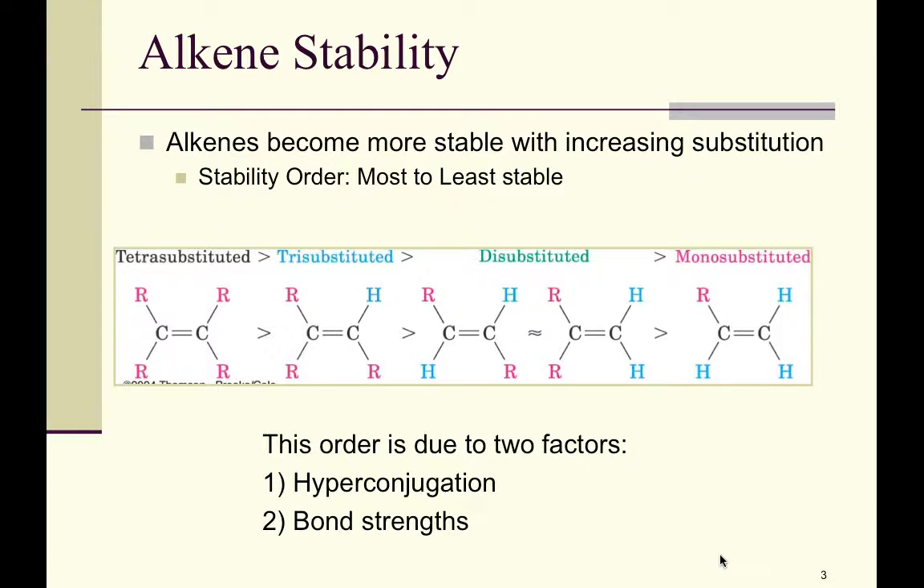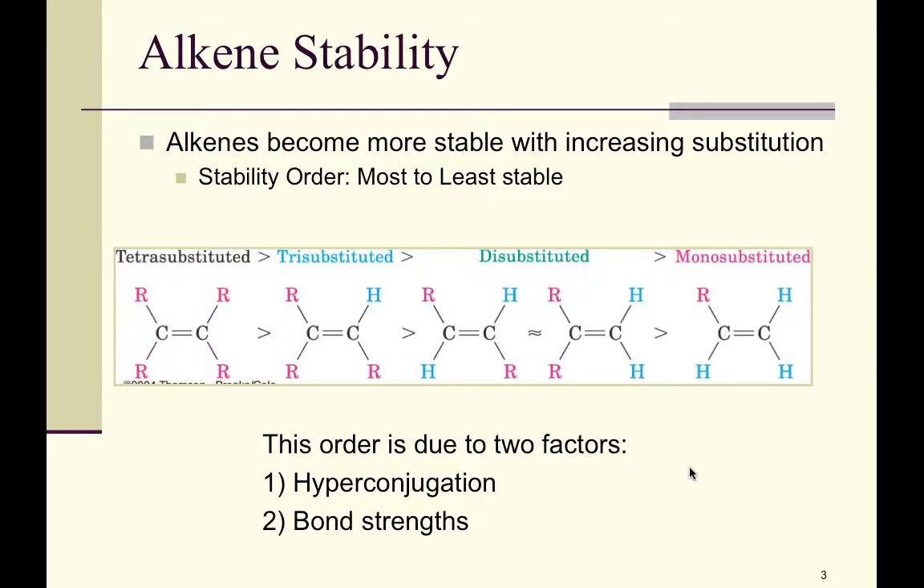Alkene stability. Alkenes become more stable with increasing substitution. This illustration shows us the tetra-substituted alkene with 4 R groups around it is much more stable, and this shows us most stable to least stable. Here's the tri-substituted, the di-substituted, and here we have the trans. If you keep in mind on the previous slide, we determined that the cis is less stable than the trans, and then very close to that stability would be the di-substituted with a terminal alkene, and the least stable, the monosubstituted.